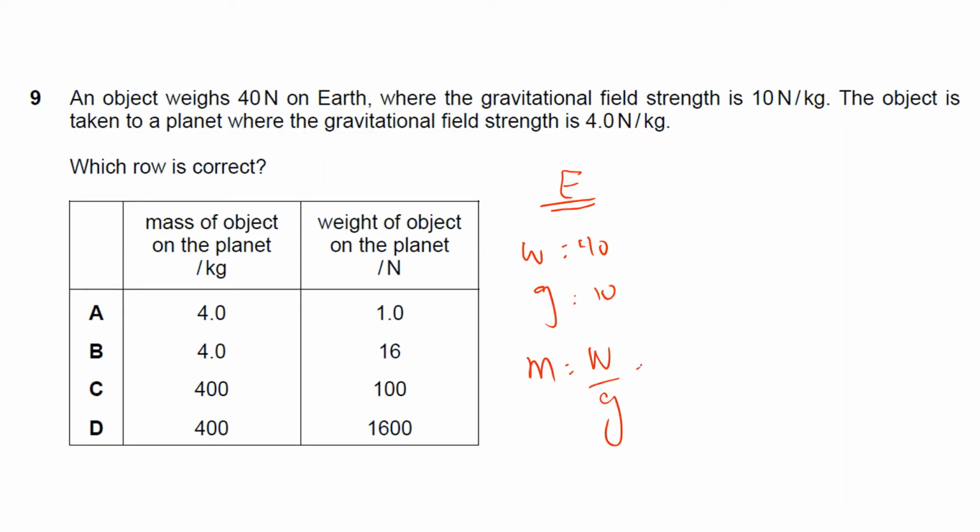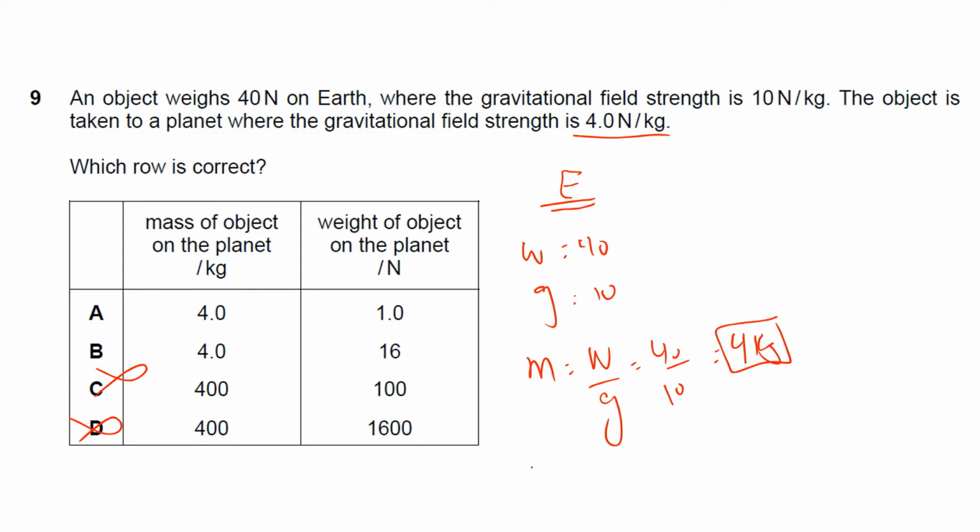Because it's weight divided by g, so that's 40 divided by 10, and that is 4 kg. Now, mass does not change whether you are on Earth or Mars or the moon, does not matter. The mass does not change. And so the mass of the object on this whatever XYZ planet we're talking about will remain as 4.